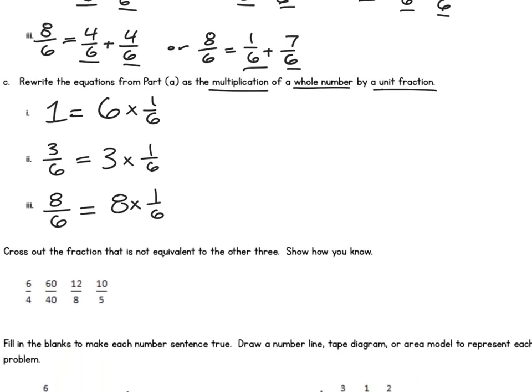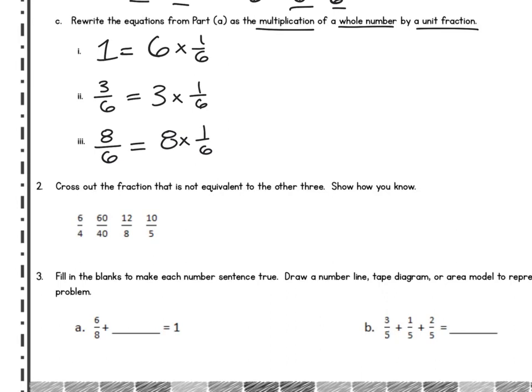So moving on to question 2. Question 2 asks us to cross out the fraction that is not equivalent to the other 3 and then show how you know. So I would say the best strategy for solving this problem and finding the fraction that's not equivalent is to rewrite or find the equivalent fractions for each of these fractions in the largest units possible. So what I'm going to be doing, first I'm going to take 6/4 and I'm going to be thinking about what is the highest common factor between 6 and 4.